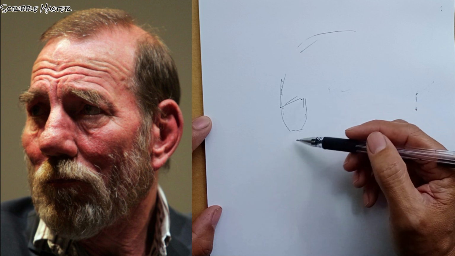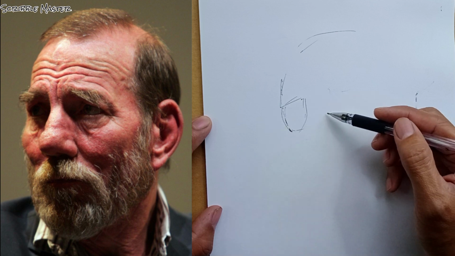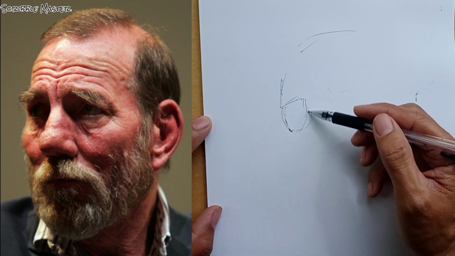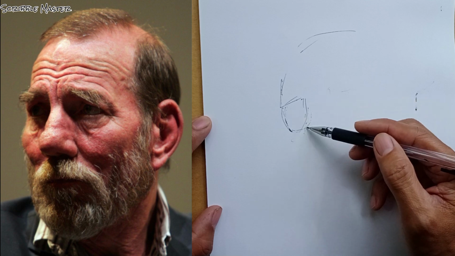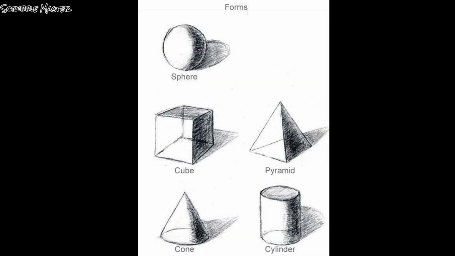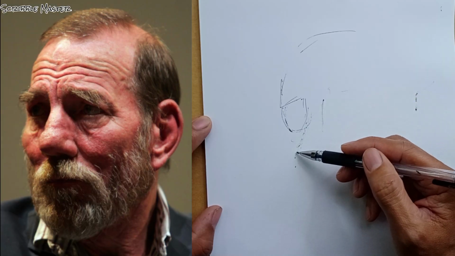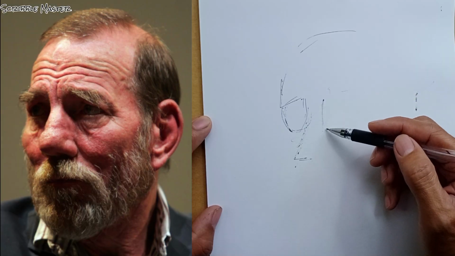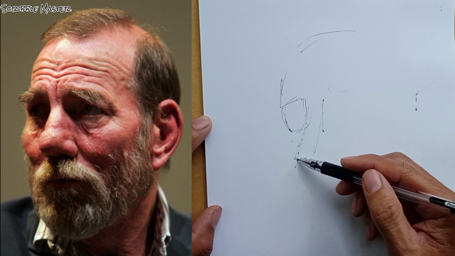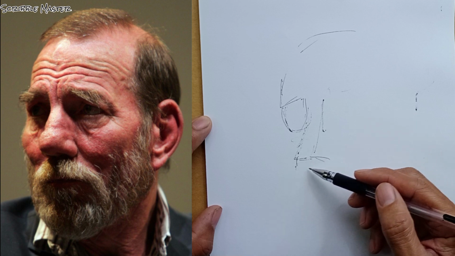The face is a very complex structure and it can be quite confusing to draw. That's why in this demo, I show you how to simplify it by visualizing the head as a combination of basic 3D forms like sphere, cube, and pyramid. This approach makes it so much easier to understand and draw the face with more confidence.